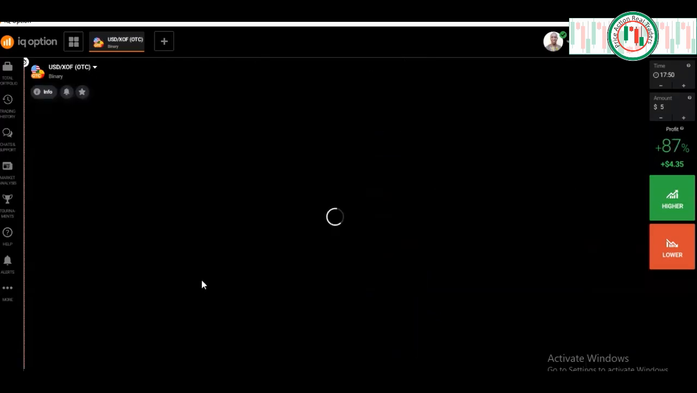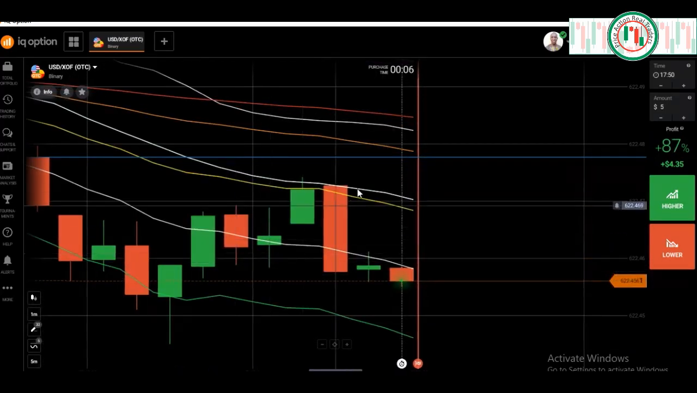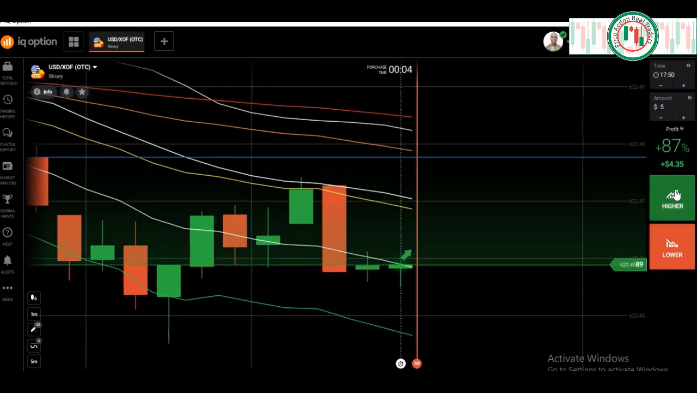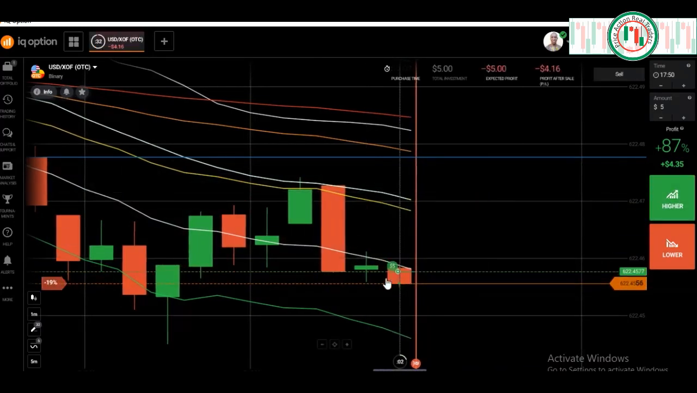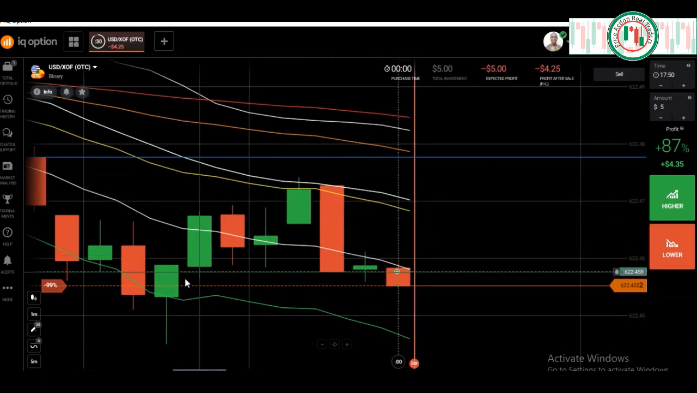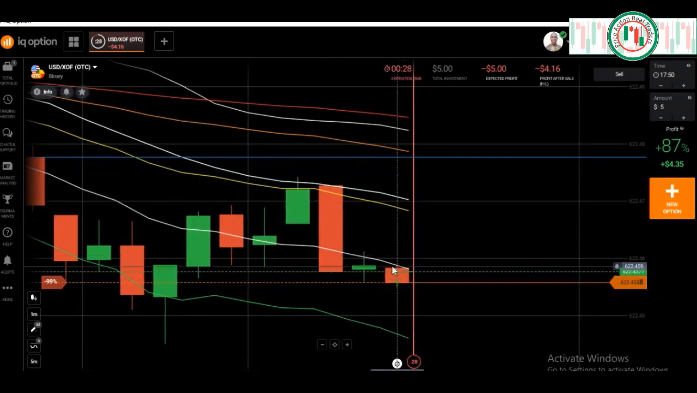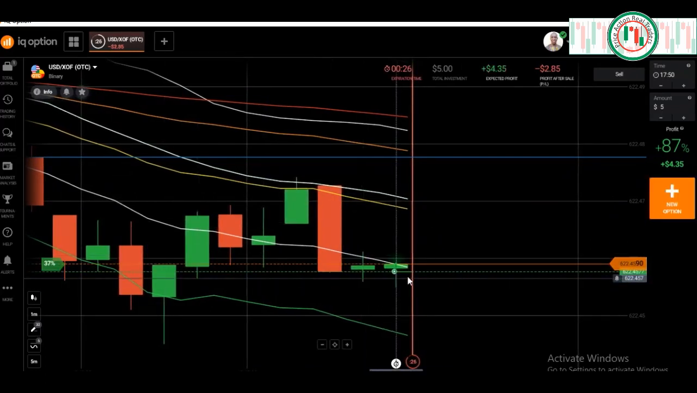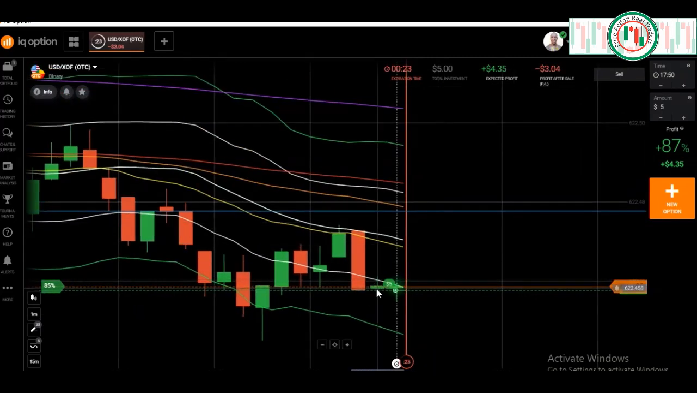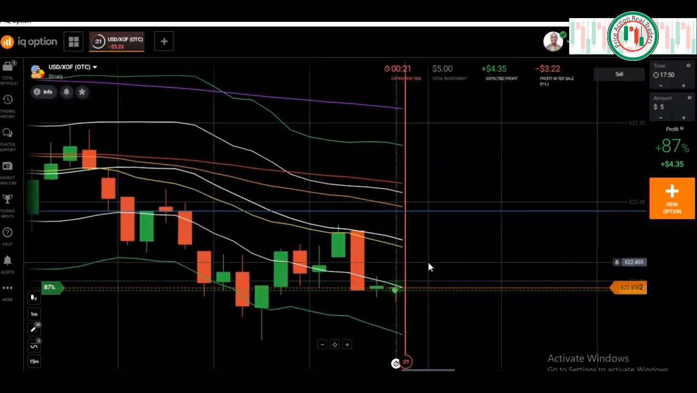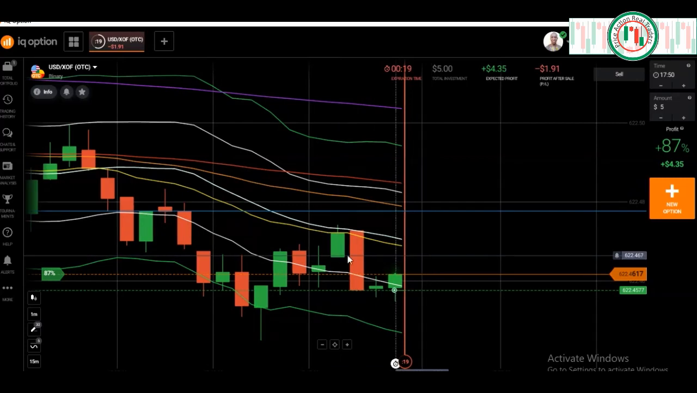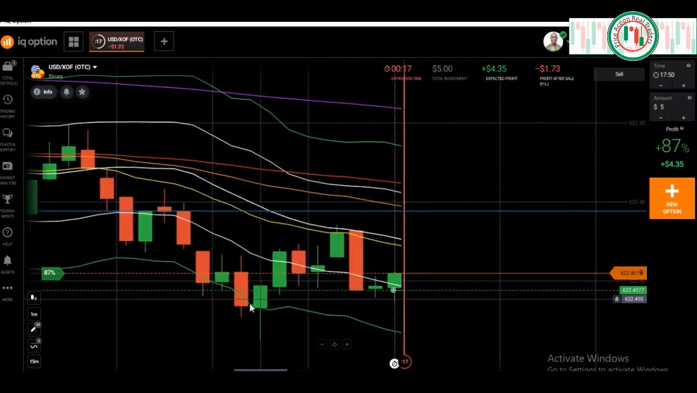Today I'm going to show you how to trade with the engulfing zone strategy. So here I will press call option because this is the engulfing. Here is another engulfing. So here I'm expecting weak bias. After this weak bias, I'm expecting strong bias at this level because of this zone and this zone.